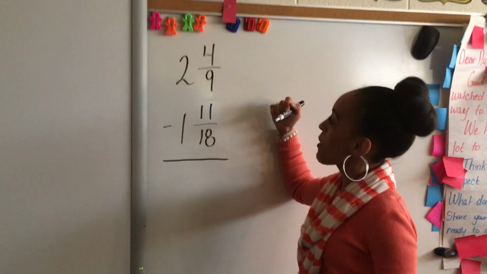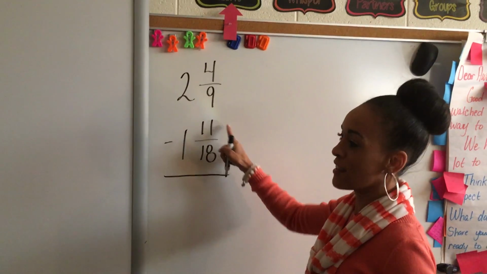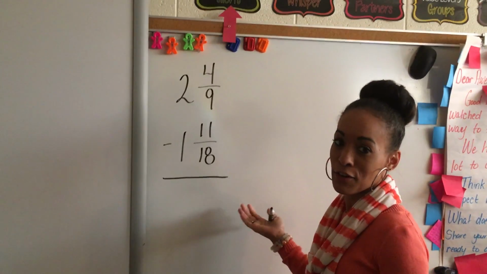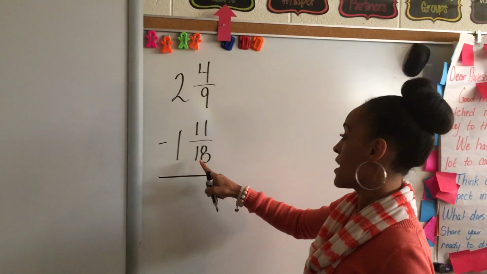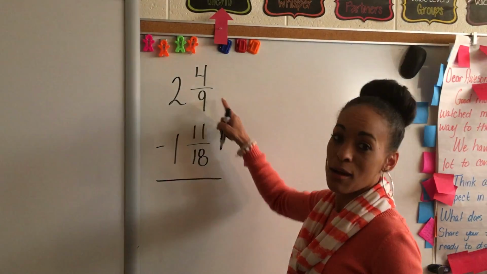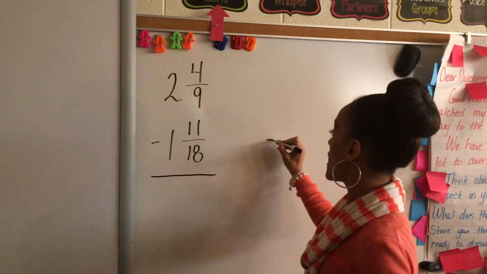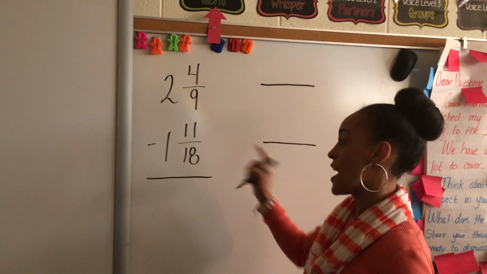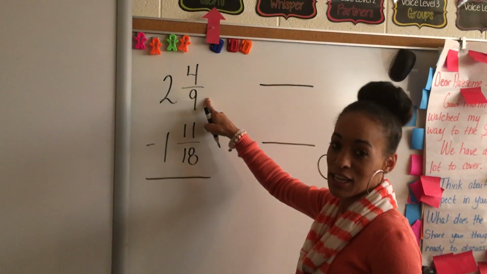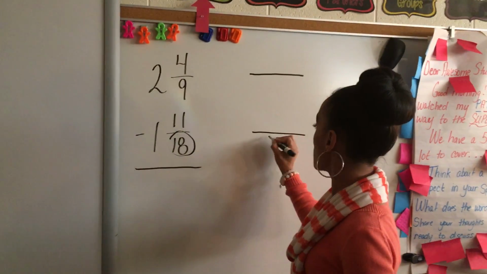Kids, today our math problem is going to be 2 4/9 minus 1 11/18. And we know that the first step when subtracting fractions is you have to have the same denominators. So if we look at these two numbers, 9 and 18, we're going to find the least common denominator for these two numbers. And you can look at this and see that 9 goes into 18, so we can use 18 as our least common denominator.